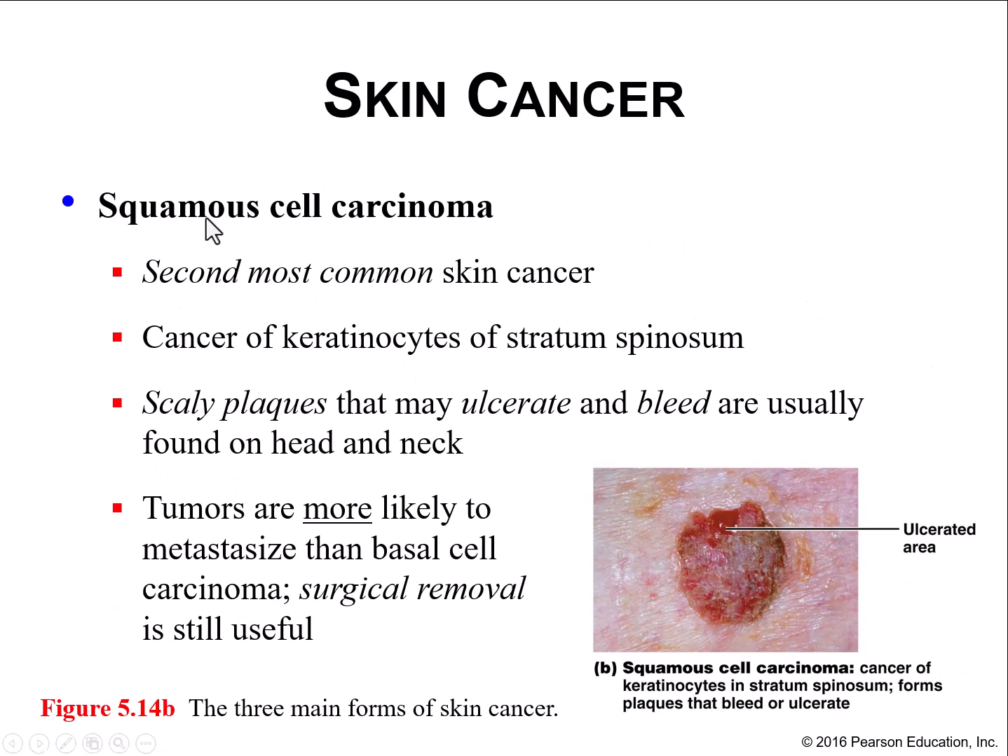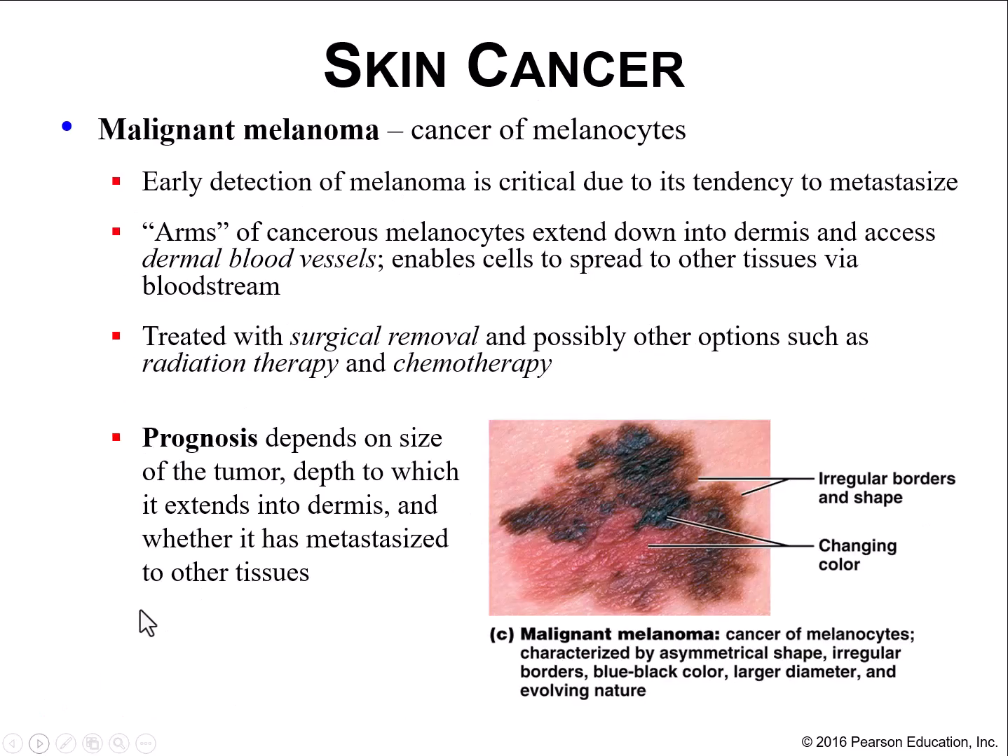Squamous cell carcinoma is going to be in the squamous cells, the stratum spinosum. So you'll find it down in the stratum spinosum. It's the second most common type of skin cancer. You get some ulceration with this. Usually scaly plaques, ulcerated and bleeding, found on the head and neck. Tumors are more likely to metastasize than basal cell, but usually they can easily be removed surgically as long as you catch them early enough. So don't ignore things like this, especially on your older individuals.